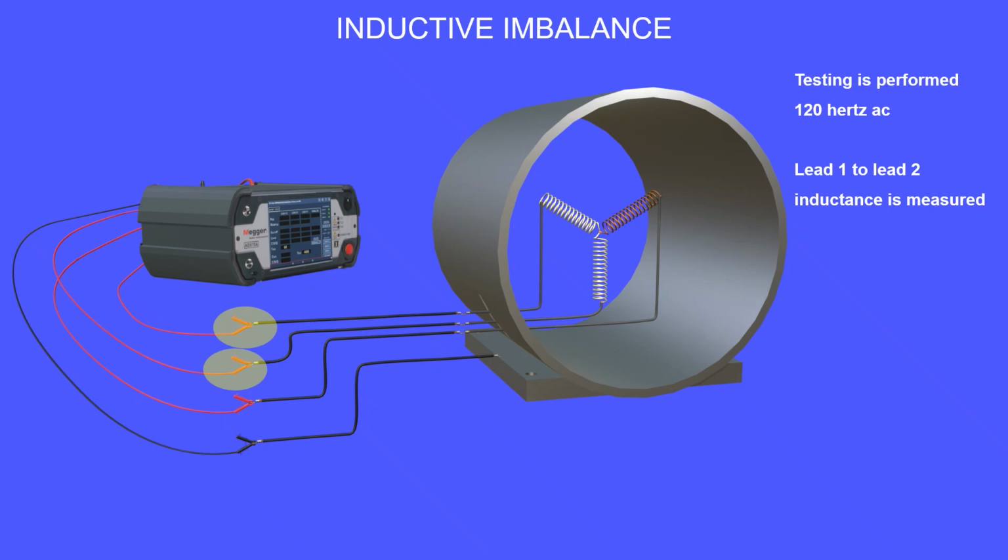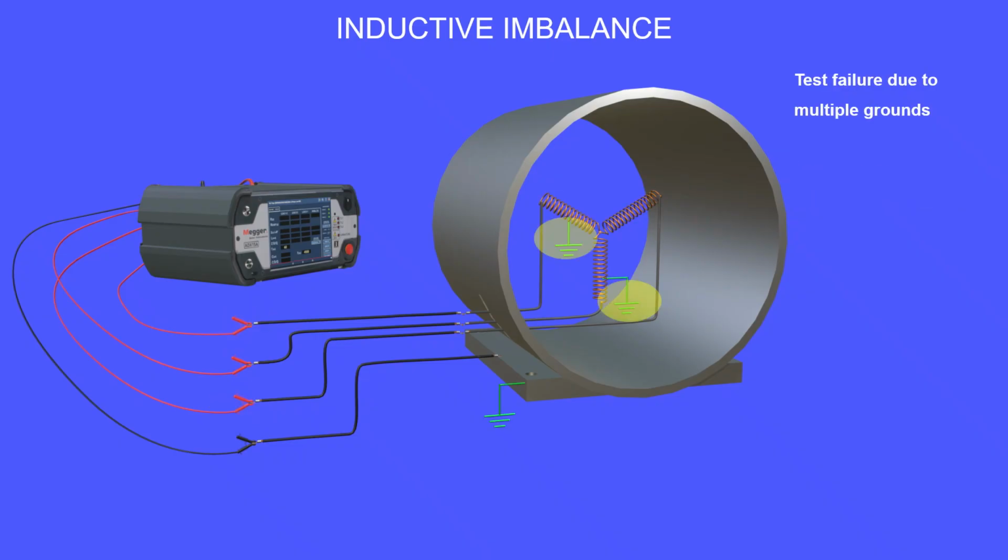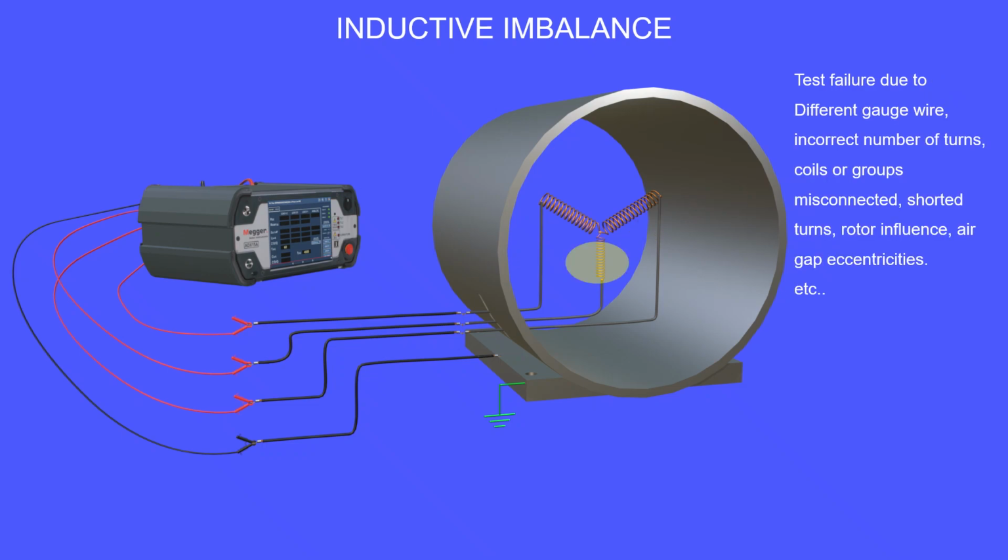First, lead 1 to lead 2 is measured. Then lead 2 to lead 3 is measured. Then lead 1 to lead 3 is measured. Here we see issues with multiple grounds. Another issue is hard shorts between phases. Also, the motor shop may have used different gauge wire between phases, or misconnected them, or there may be possible rotor issues.